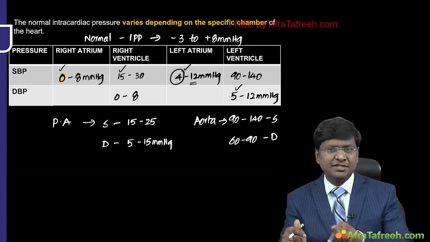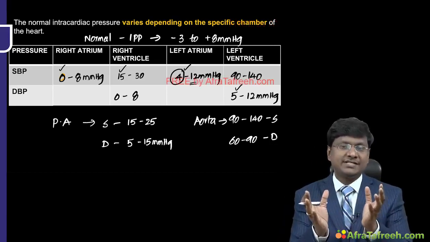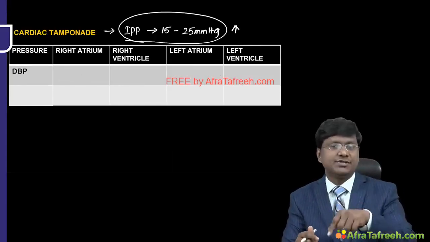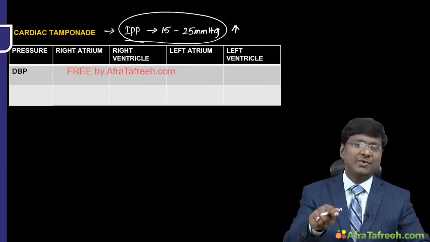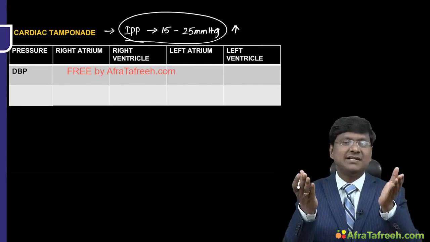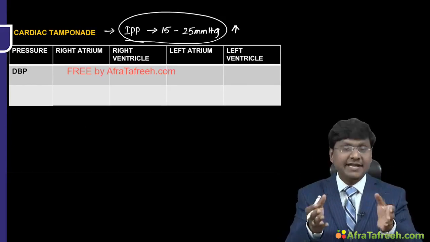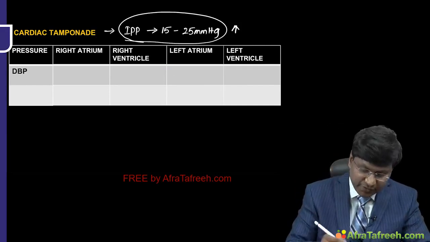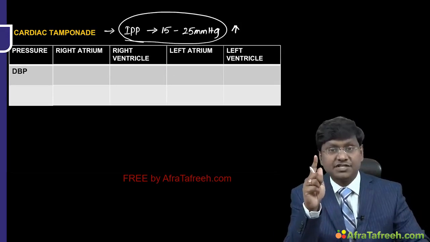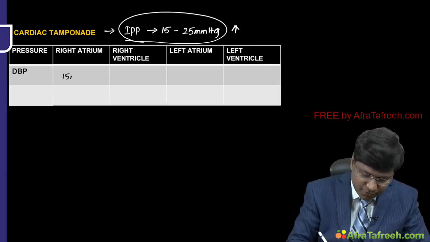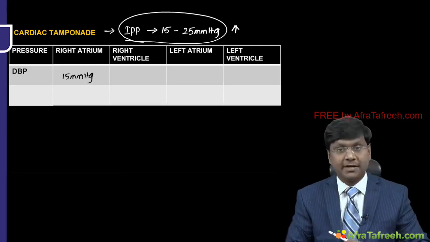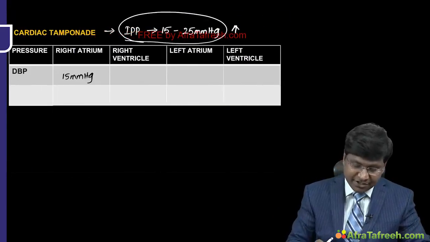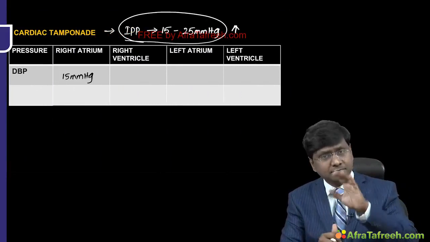Now, is this pressure sufficient for the cardiac chambers to relax in cardiac tamponade? No, because in cardiac tamponade the pressure is increased to 15 to 25 millimeters of mercury. That is the reason why, in order to accommodate that increased intrapericardial pressure, the pressures within the cardiac chambers are also elevated in order to relax. Within the right atrium, the pressure is elevated up to 15 millimeters of mercury. How much was the normal? The normal was 0 to 8 millimeters of mercury, but the pressure within the right atrium is elevated up to 15. Why is it elevated?